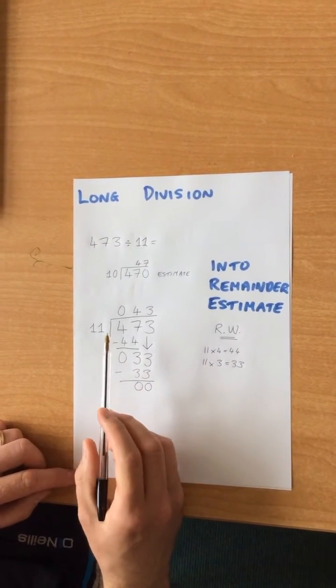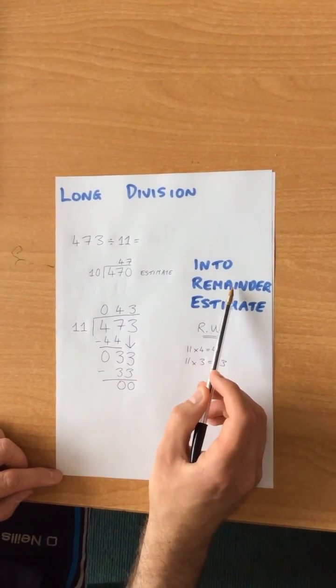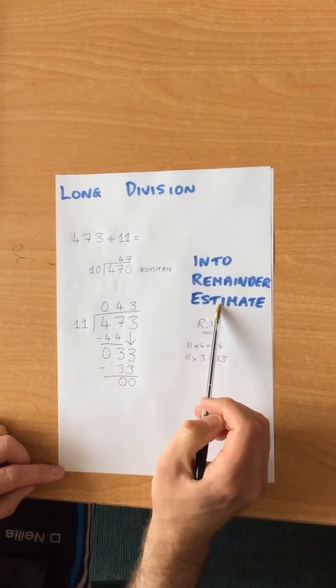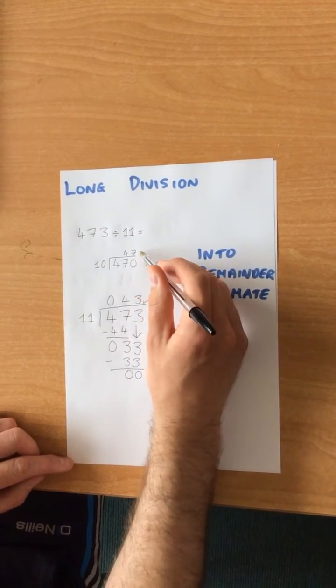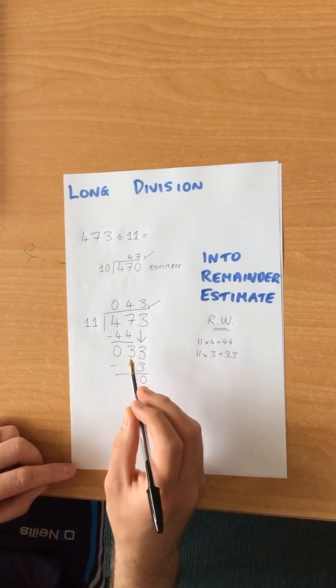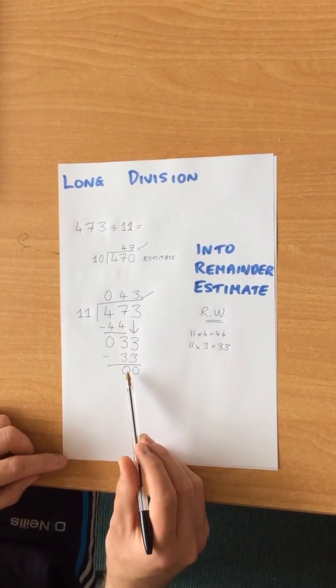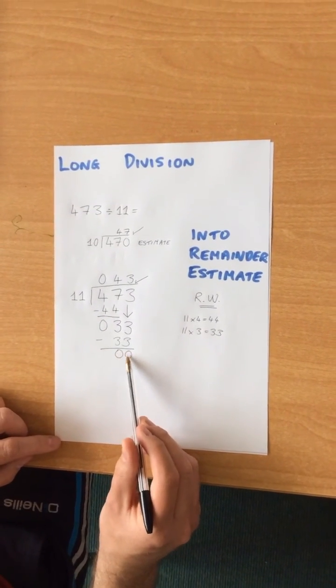So just to recap, the language is into, remainder, and always at the beginning we estimate. My answer here was 43, my estimate was 47, so I'm fairly happy with that answer. And it's always important to show at the end if there was a remainder or not.